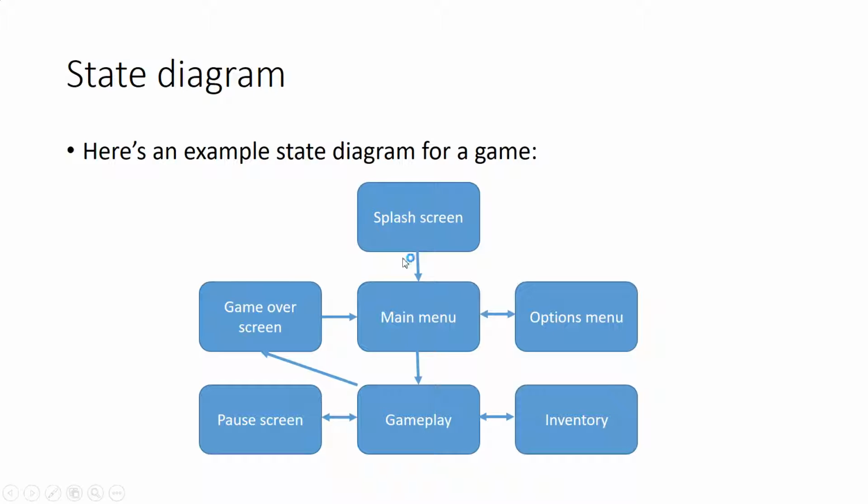So in the state diagram you have all of the states in little boxes and arrows representing transitions.